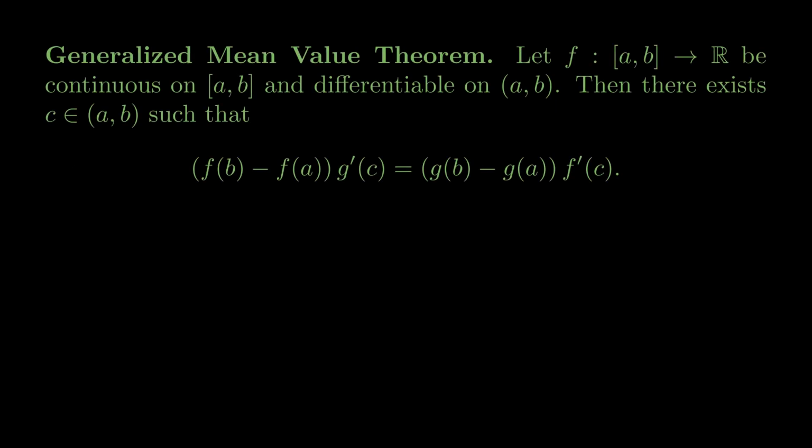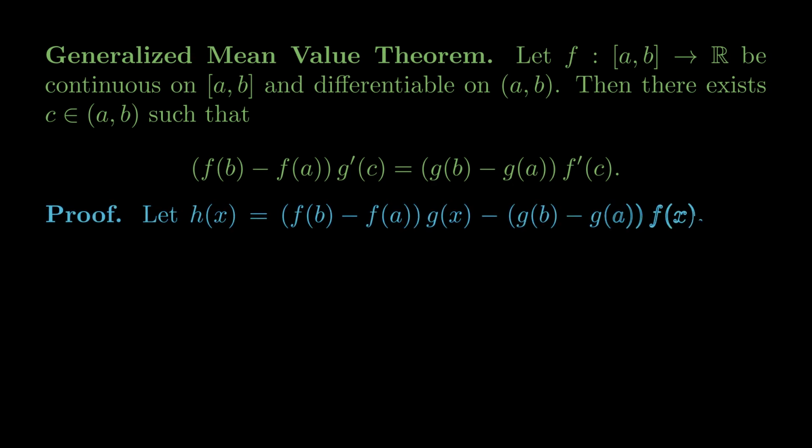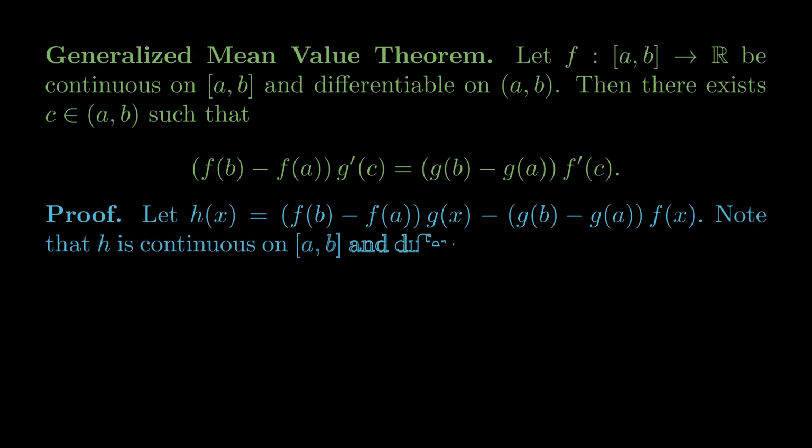Again, we'll define an auxiliary function to which we can apply Rolle's theorem, and then backtrack to make conclusions about the derivatives of the original function. Let h of x equal f of b minus f of a times g of x minus g of b minus g of a times f of x. We'll note that this new function h inherits the quality of being continuous on the closed interval a to b and differentiable on the open interval a to b from f and g because it's a linear combination of them.